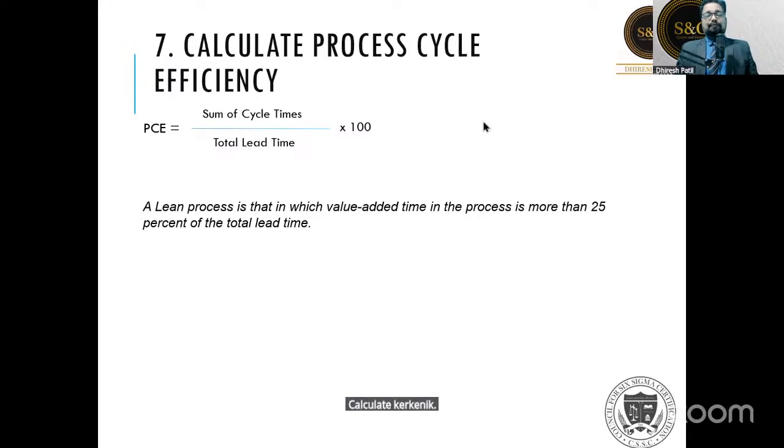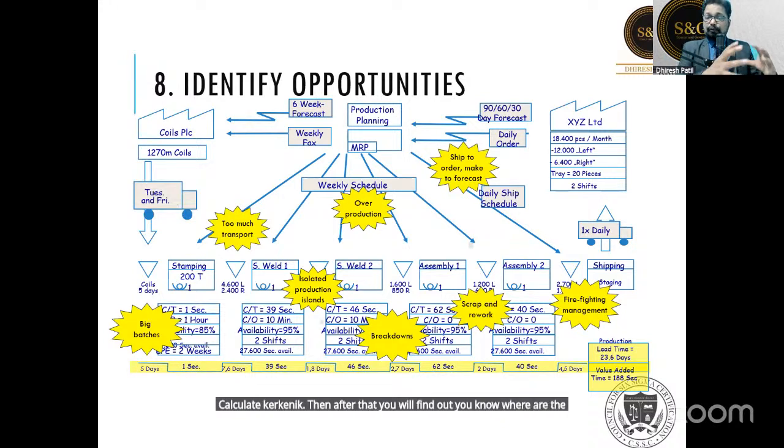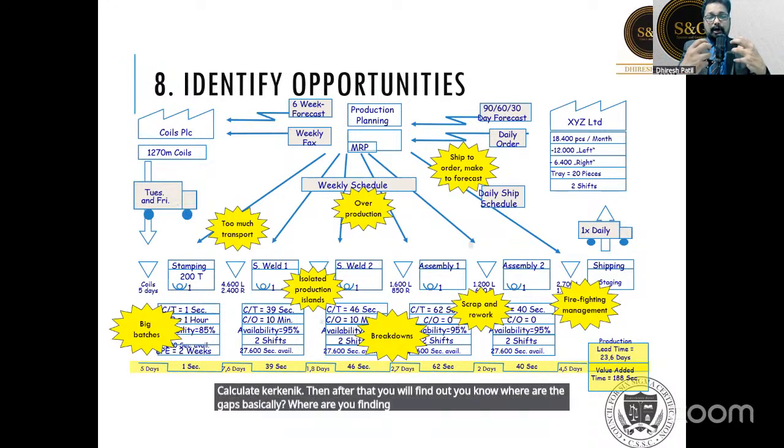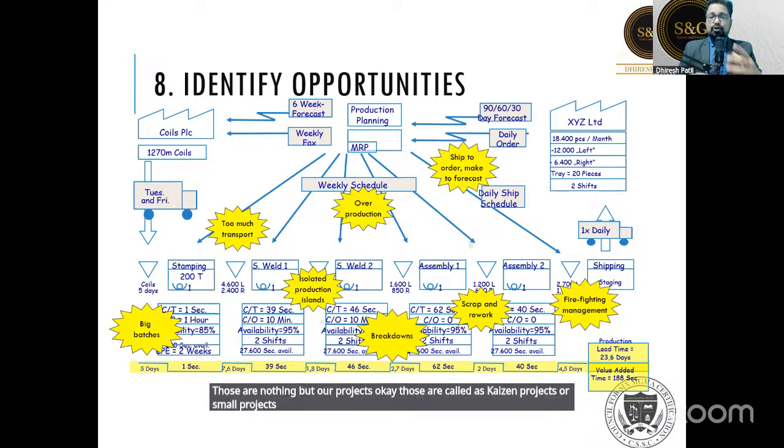Then after that, you will find out where the gaps are. Where are you finding more inventories? The overproduction happening, the scrap generation happening, the breakdowns of the machines. All these things you will observe, and those are nothing but our projects. Those are called Kaizen projects or small projects, improvement projects. So those can be identified and you can work on them and improve them.